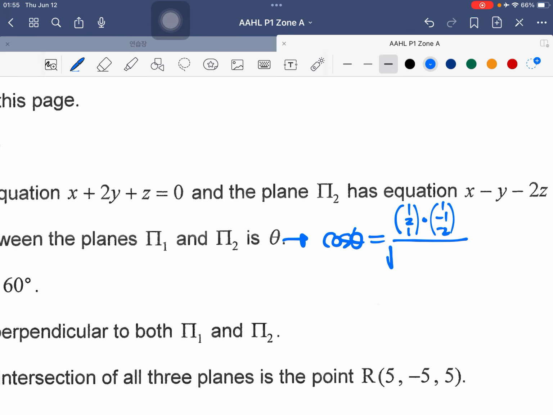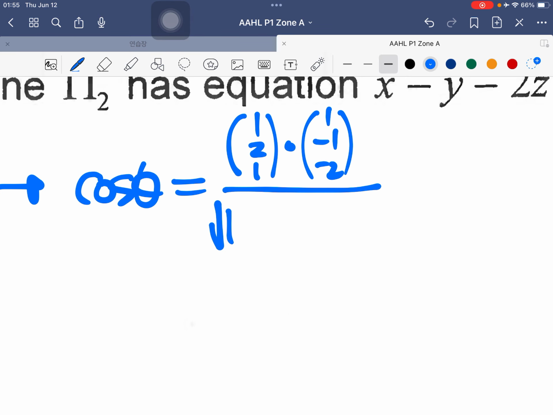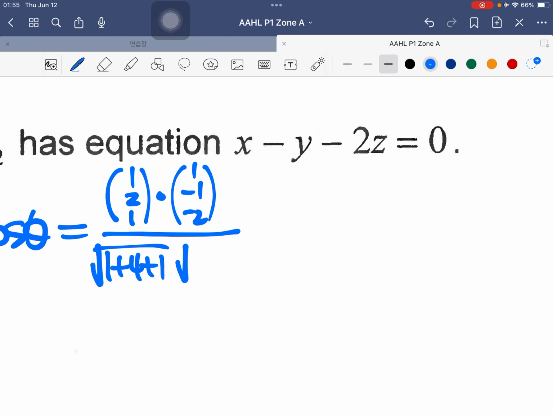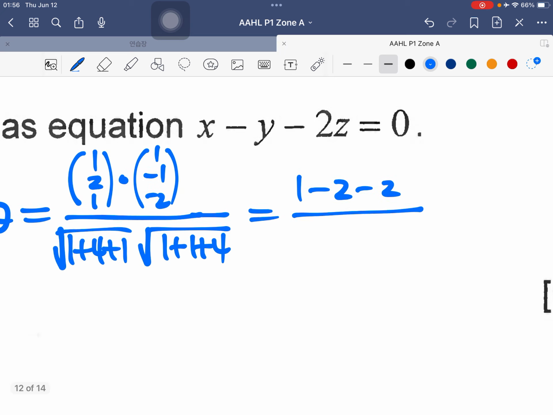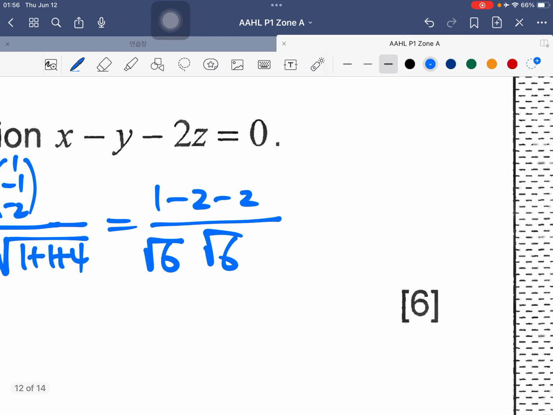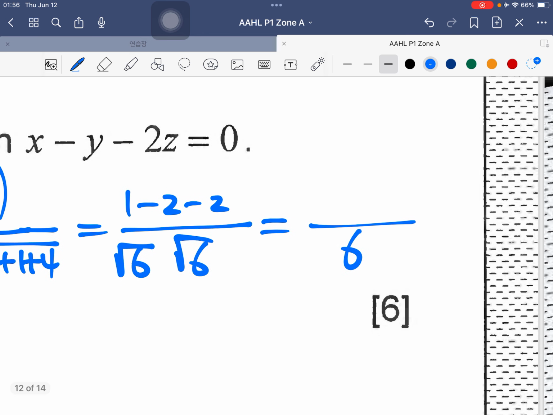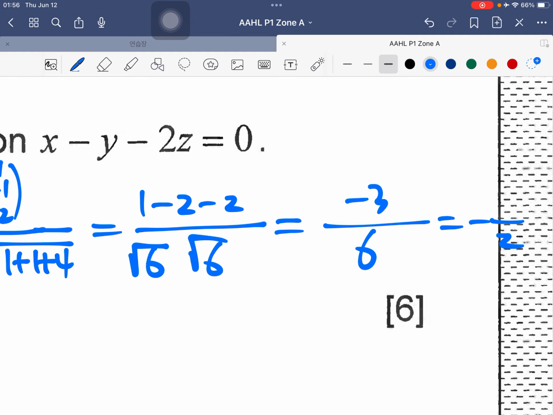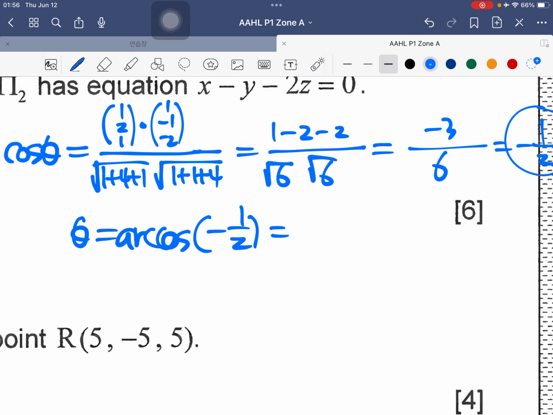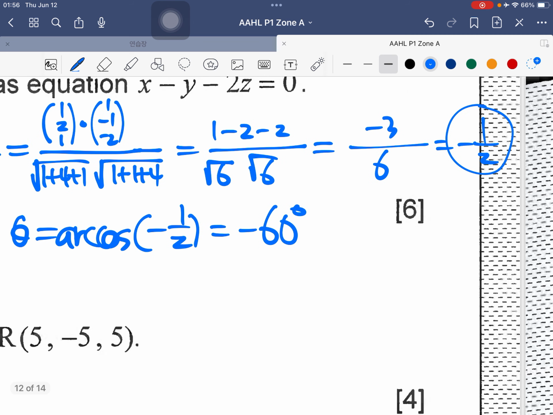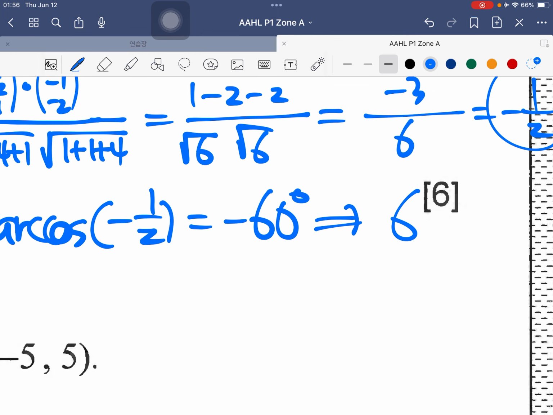lengths of the normal vectors. The magnitude of (1, 2, 1) is the square root of 1 plus 4 plus 1. The magnitude of (1, -1, -2) is the square root of 1 plus 1 plus (-2) squared, which is 4. So you can calculate this: 1 times 1, 1, -2, -2, over square root of 6 times square root of 6. This is 6, and the numerator is -3, so -1 over 2. When cosine theta is -1 over 2, theta is the arc cosine of -1 over 2, which is minus 60 degrees, right? So an angle of minus 60 degrees actually means 60 degrees, it is the same, so it doesn't really matter.